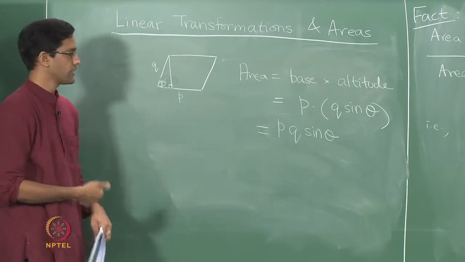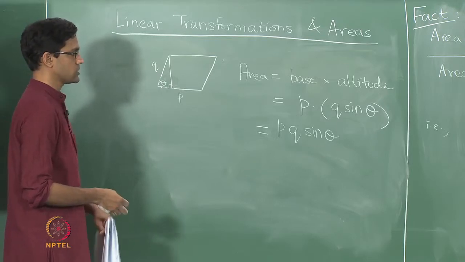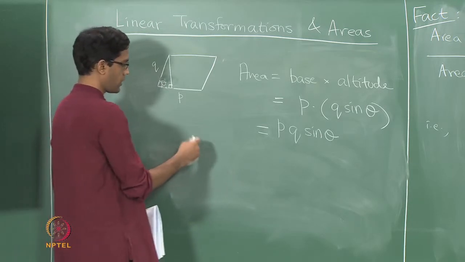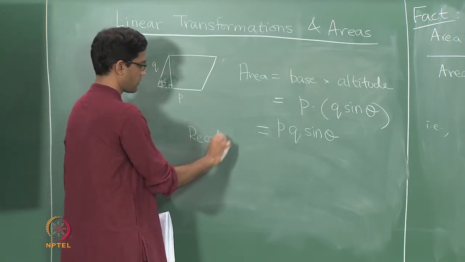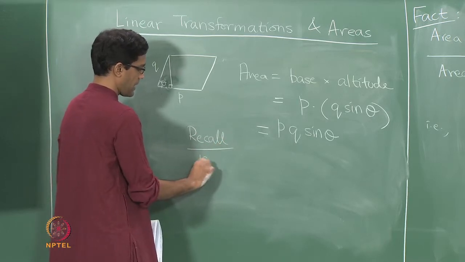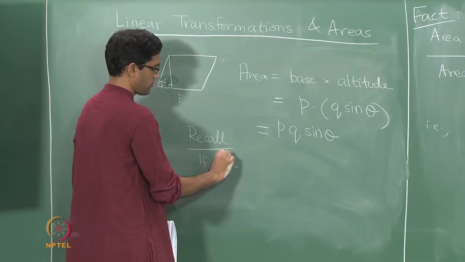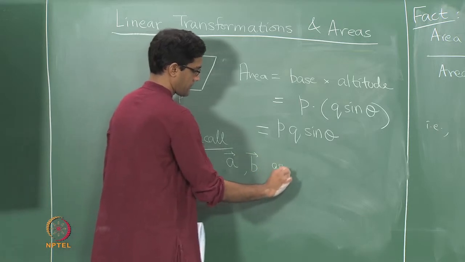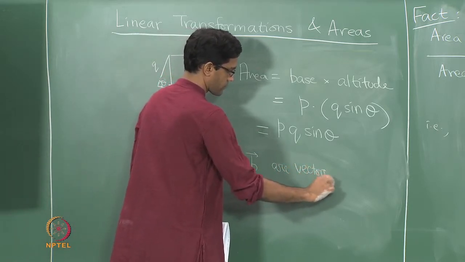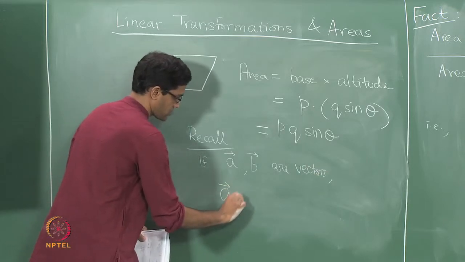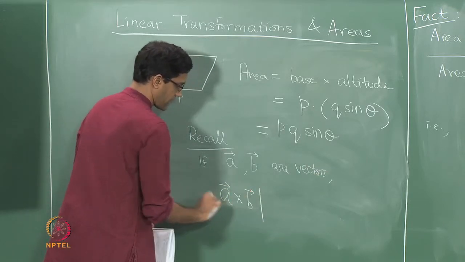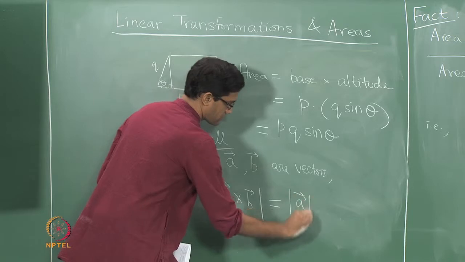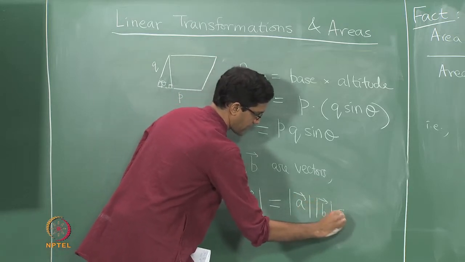We could try and compute it in various ways, but the easiest way to do this is just by going back to our definition of vector cross products. So recall, we have already talked about cross products in one of the earlier lectures. So recall, if vector A and vector B are two vectors, then their cross product A cross B has the following magnitude. The length of the cross product is exactly the length of A times the length of B times sine of the angle between them.